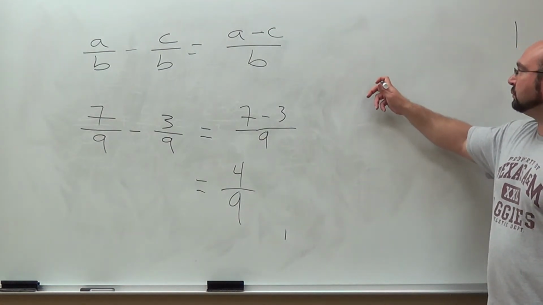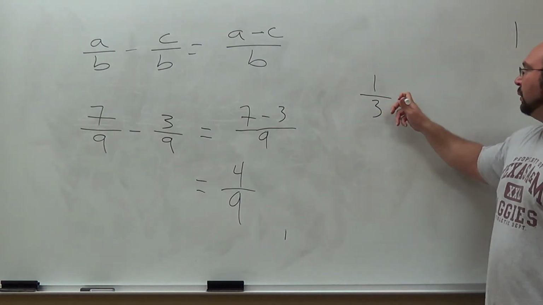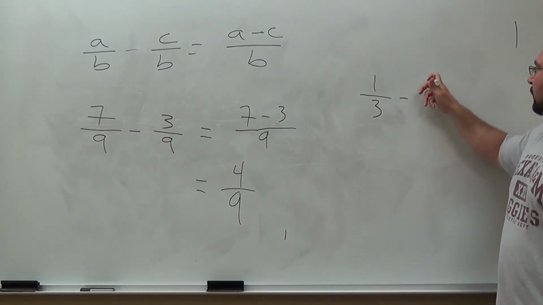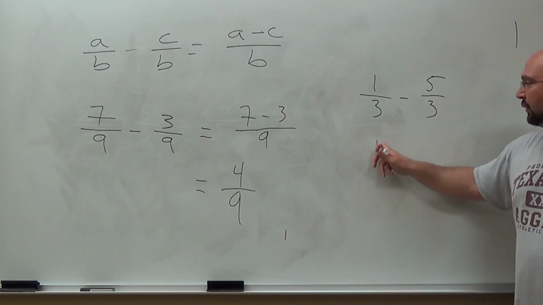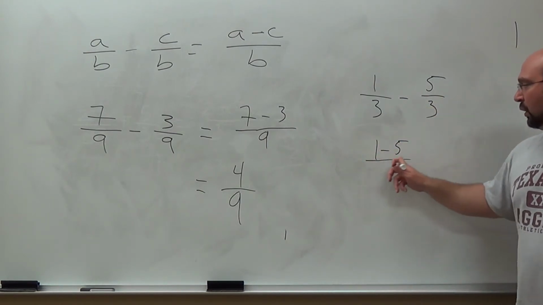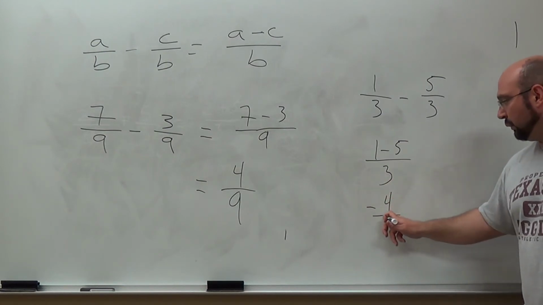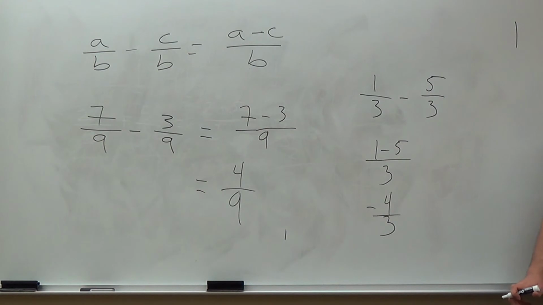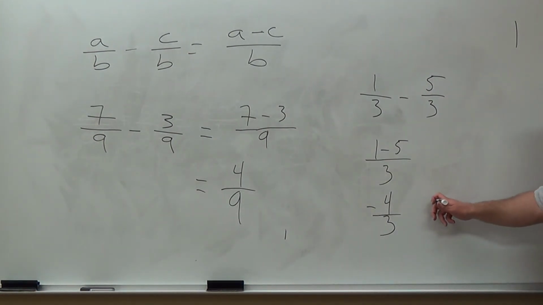And 1/3 minus 5/3. From here, we know this is 1 minus 5 over 3, negative 4/3, right? We can also say that, as we worked out before, this would be negative 1 and 1/3. Is everybody with me on that?